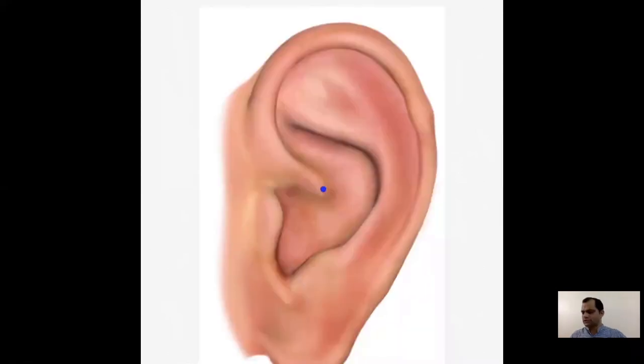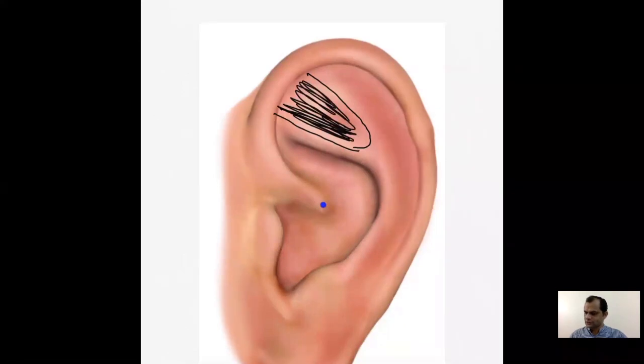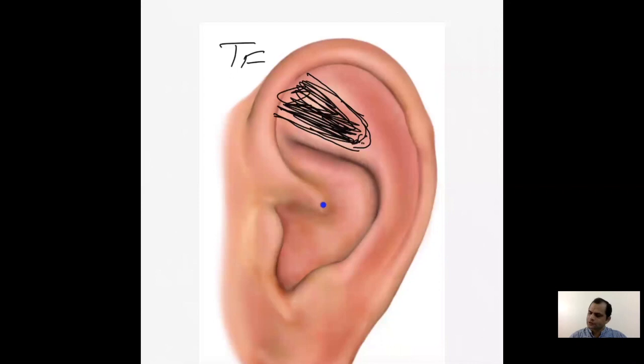So in the last class, we discussed the triangular fossa, and we saw this pit. This pit is called triangular fossa because it looks like a triangle. So it is looking like a triangle, and that's why we have given the name triangular fossa.